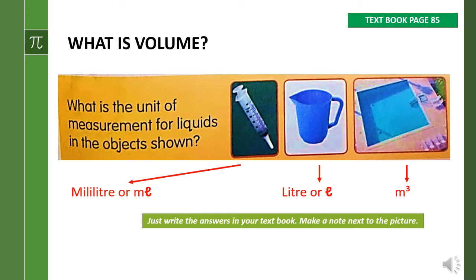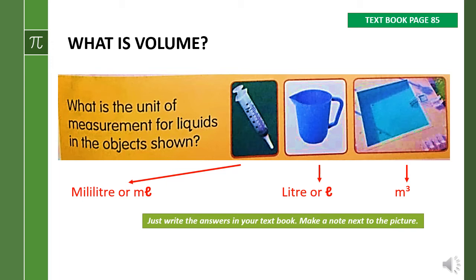The second picture, what is that? It looks more or less like a jug, right? Okay, so because a jug is bigger, we use liter for it. The third picture, what is that? It's a swimming pool. A swimming pool is big and we are unable to reach using our hand or our palm itself. So in this case we use cubic meter.